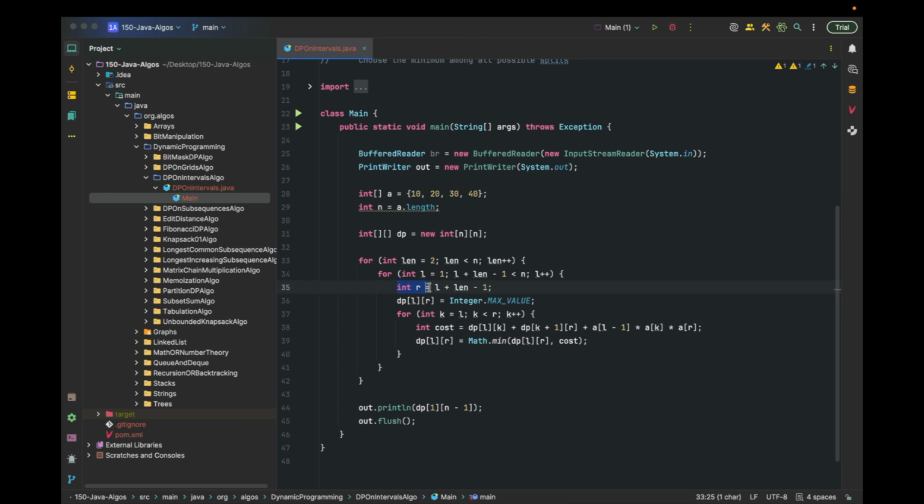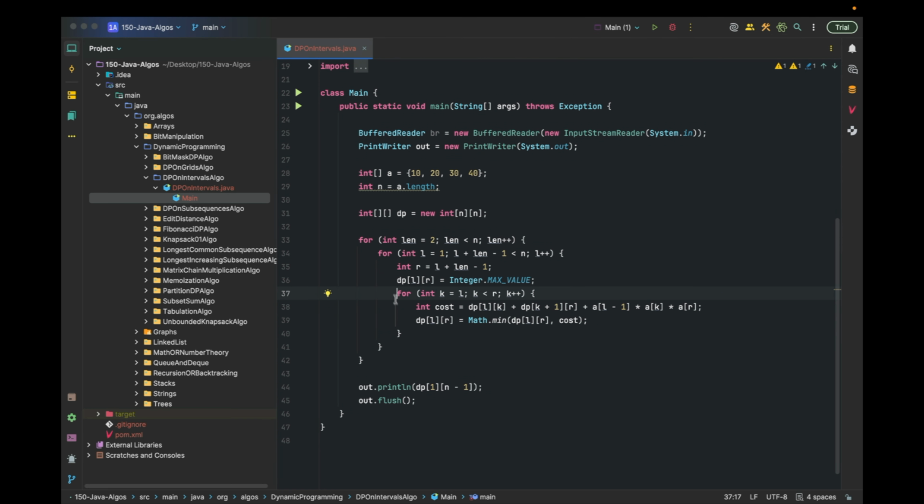Next, I have written here R equals L plus length minus 1. So R is the ending matrix index, L is the starting matrix index and R is the ending matrix index, right? So next let's go with dp of LR. I have assigned dp of LR to positive infinity because we are initializing the minimum cost as infinity. Next we are going with one more for loop here.